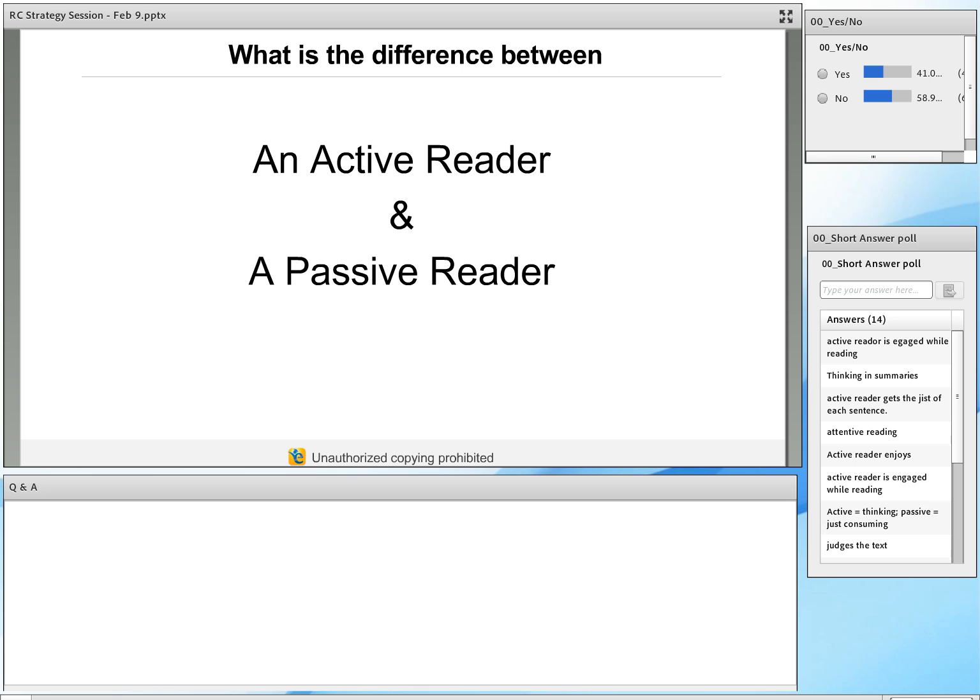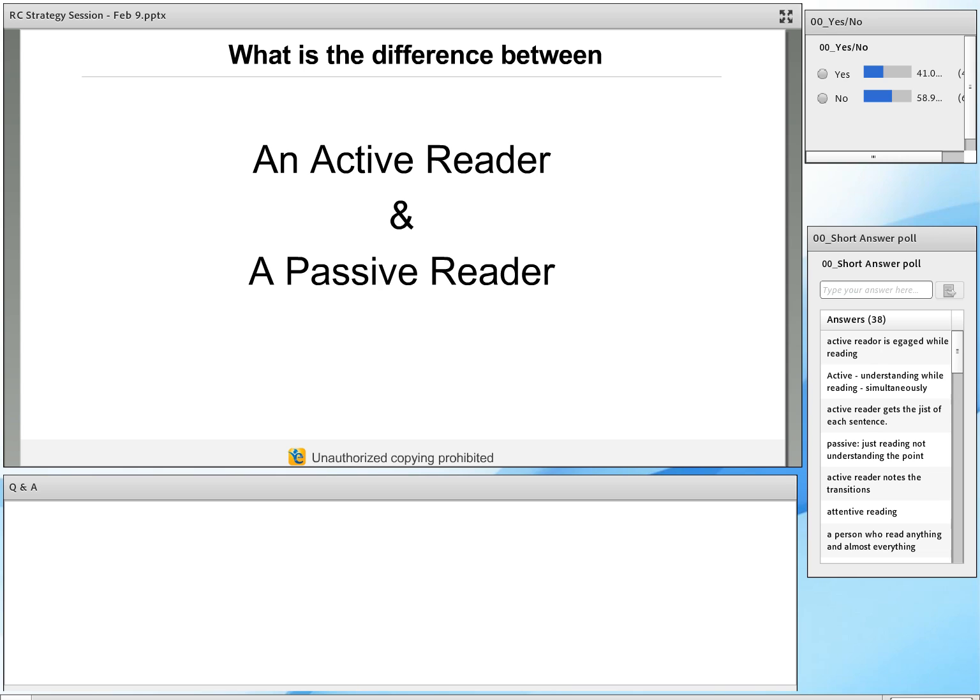All right, I'm getting some good answers here. Active reader is engaged while reading, very well. Thinking in summaries, okay. Active reader gets the gist of each sentence. Active reader notes the transitions. Attentive reading versus general reading. That is very well put, good. Active is thinking, passive is just consuming. All right, that is also very well put. Involved in reading, active reader looks for some more information. An active reader is well aware of the direction and the sense. All right, well, all very good answers.